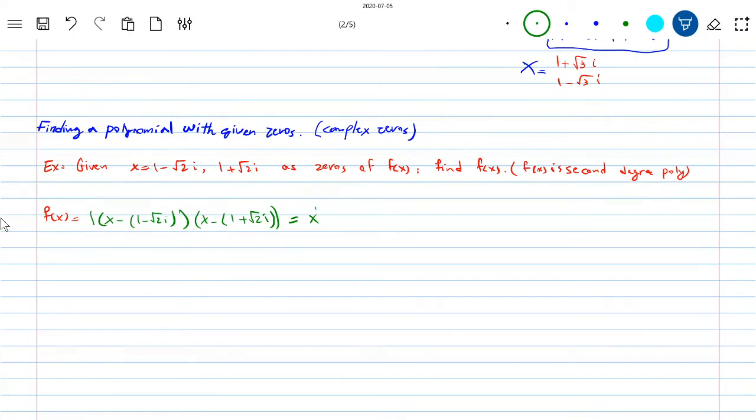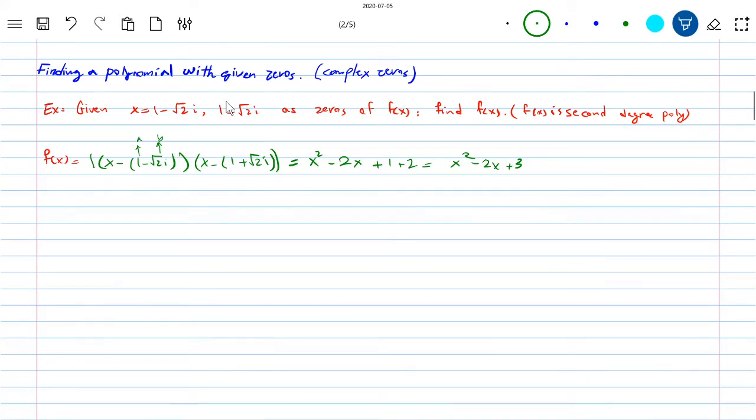I'm going to go through the shortcut. x squared minus 2 times a, this is a, that is b. You'll get 2ax, and plus a squared, which is 1, b squared is root 2 squared, which is 2. What you get is x squared minus 2x plus 3. And I found the polynomial.